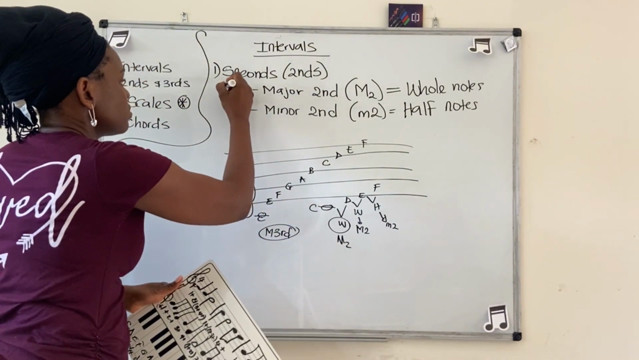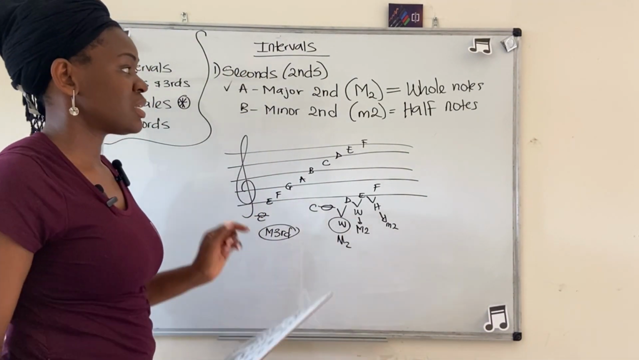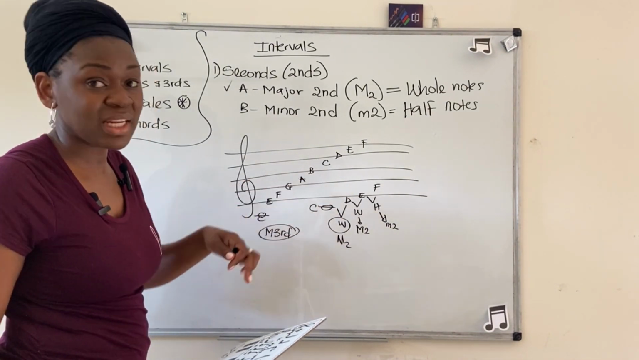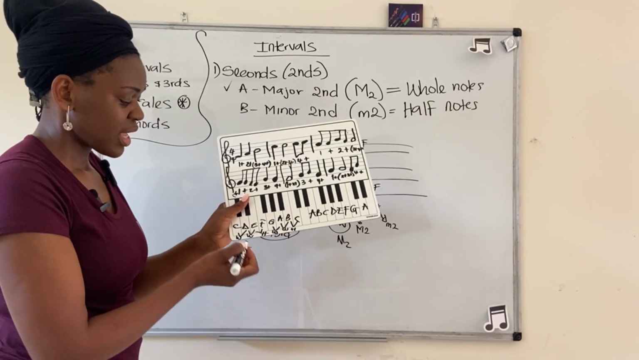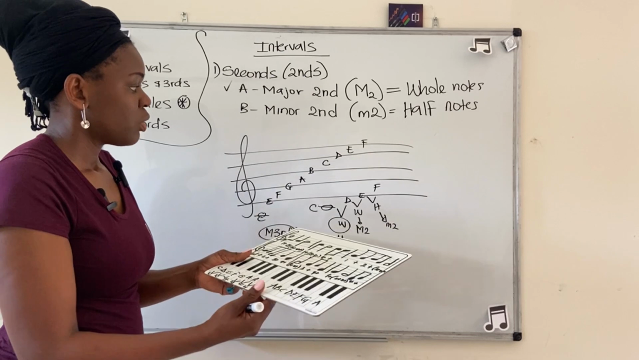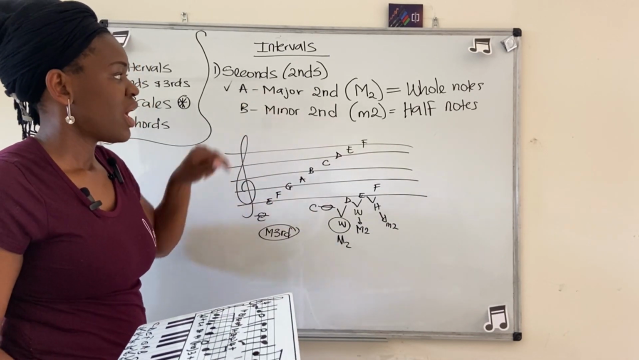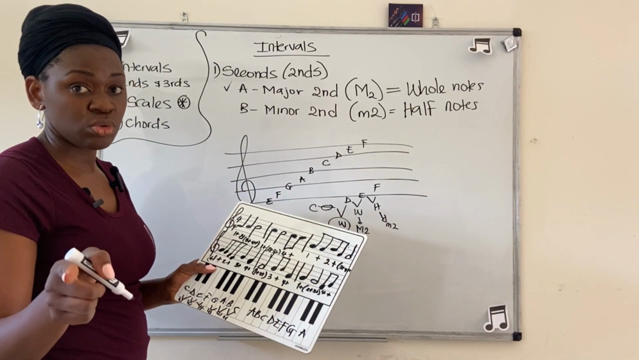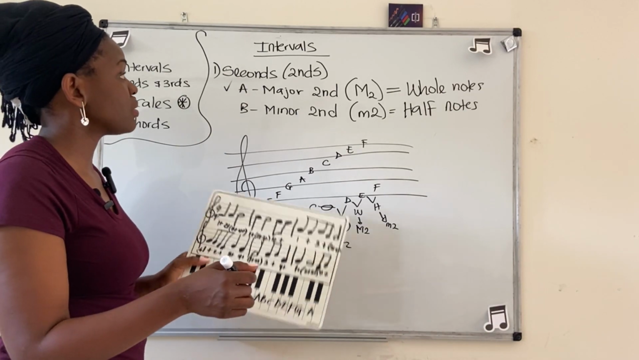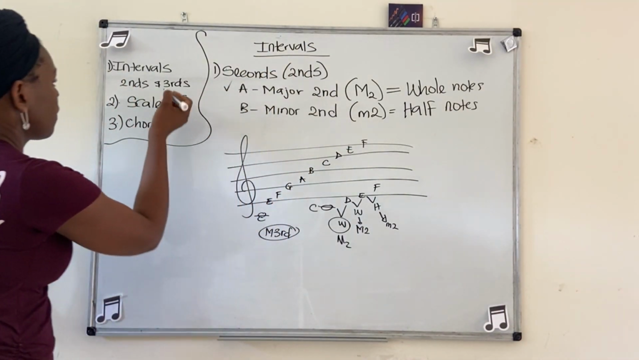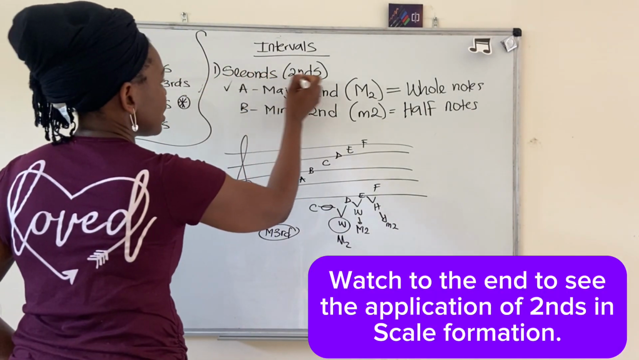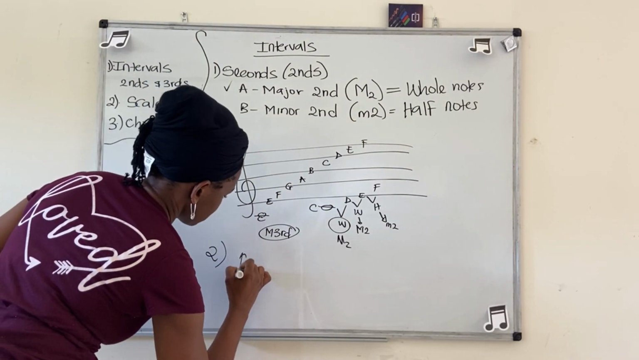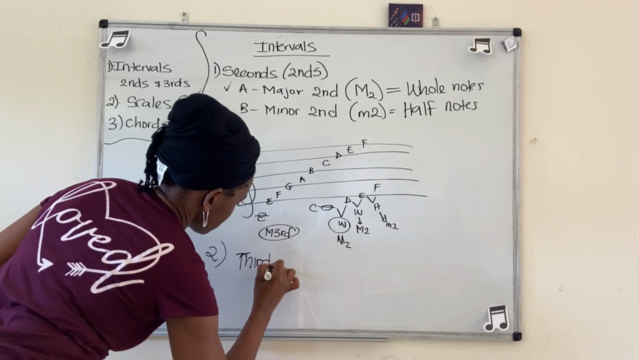Major seconds, we just did major seconds. A second is a distance between 2 notes that are adjacent to each other. And these adjacent notes can be a whole step or a half step. If it's a whole step, then it's a major second. And if it's a half step, it's a minor second. Soon we'll be getting into the second part of it, where we'll be talking about thirds. So today we're talking about seconds. We're going now to talk about the second one, which are thirds.